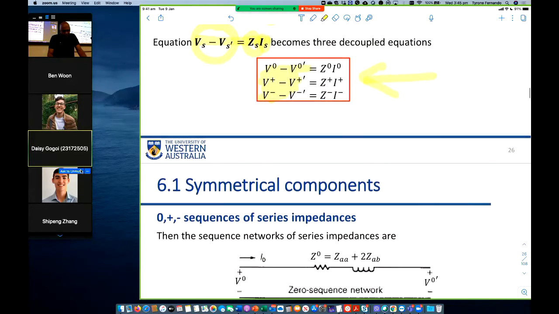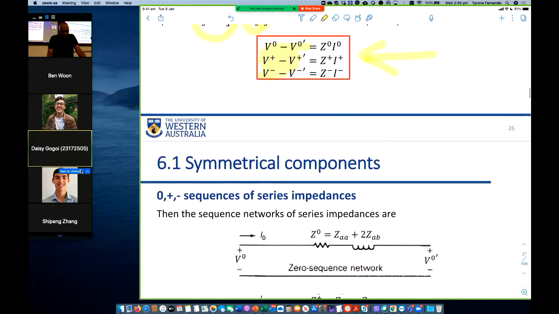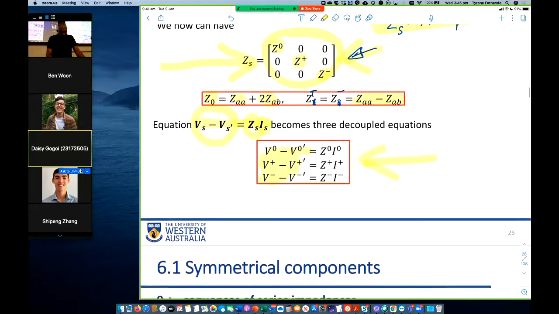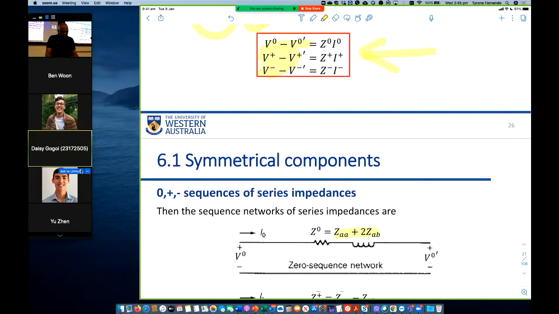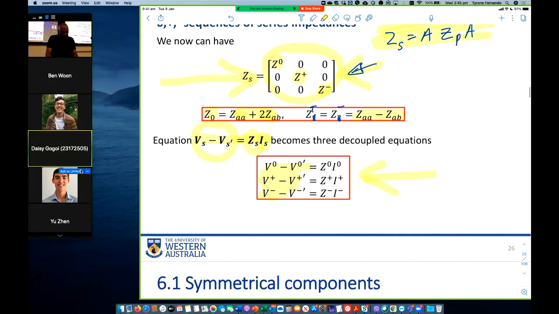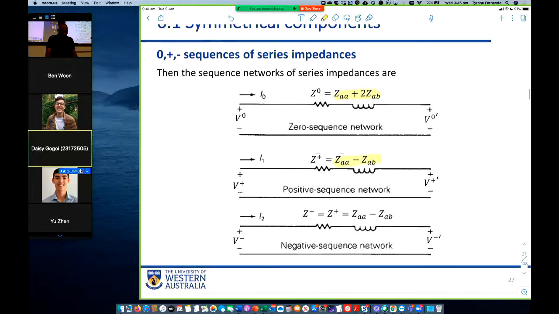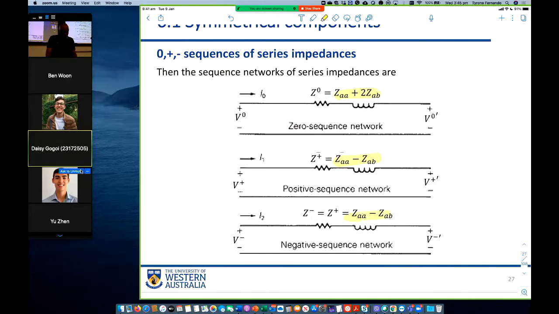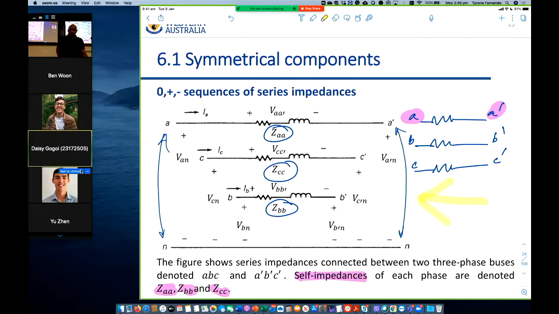So based on that, now we can draw 3 networks. The zero sequence network will just have this impedance ZAA plus 2 times ZAB. The positive and negative sequence impedances would be that. So we have a positive sequence impedance and a negative sequence impedance, which is the same. So we have these 3 sequence networks representing this network that we talked about.